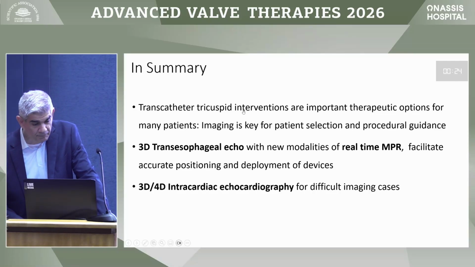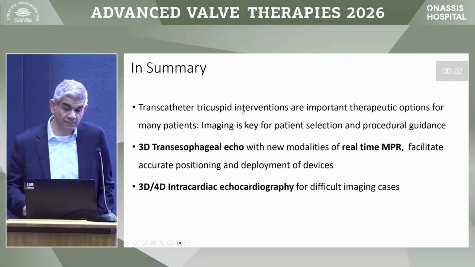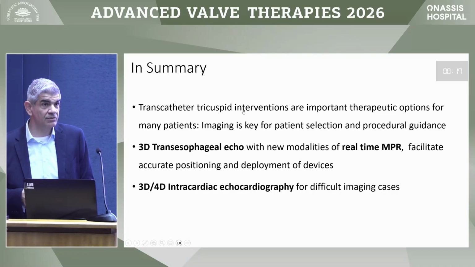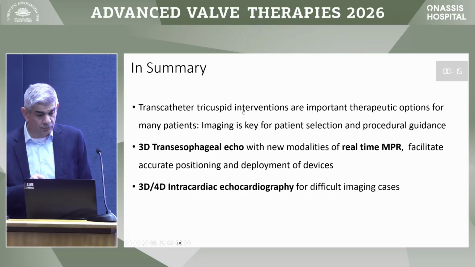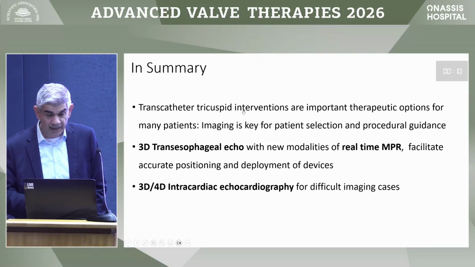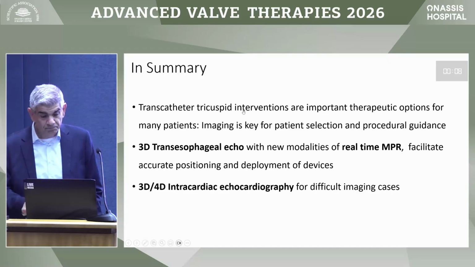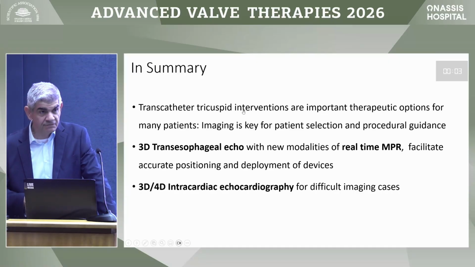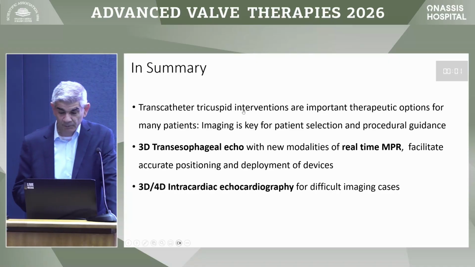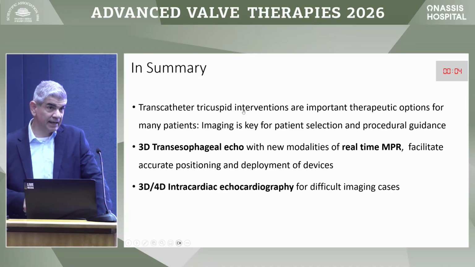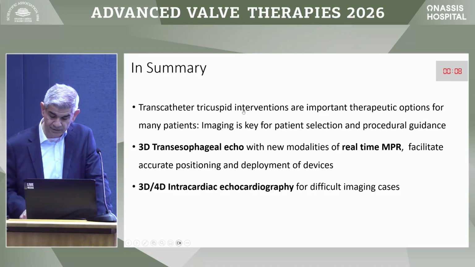So in summary, transcatheter interventions are becoming very important therapeutic options for many of our patients. They're in the guidelines as a 2B indication, to consider, a 2A indication to consider them in patients who are significantly symptomatic, and that includes both repair and replacement techniques. 3D transesophageal echo, especially with the new modalities of real-time MPR, is very important in our procedures and facilitates accurate positioning and deployment of devices. And intracardiac echo is going to play a very important role in the future for these interventions.